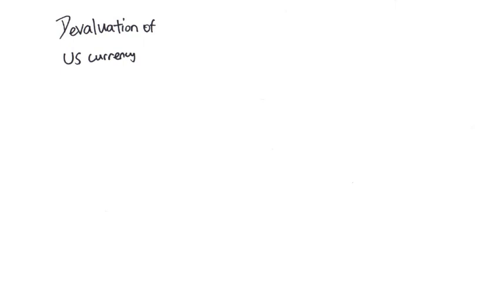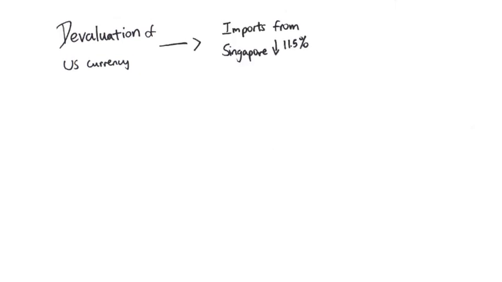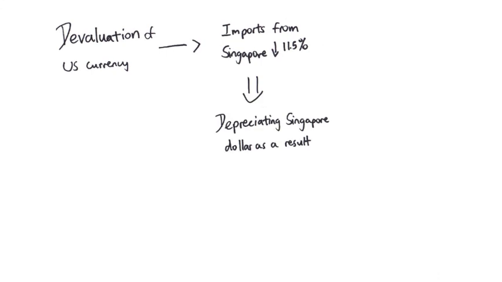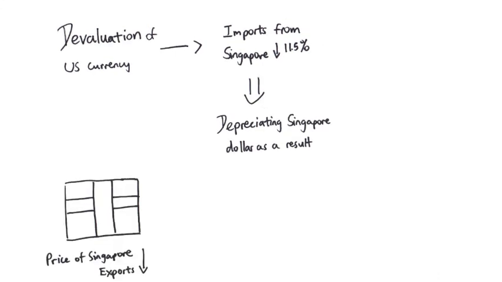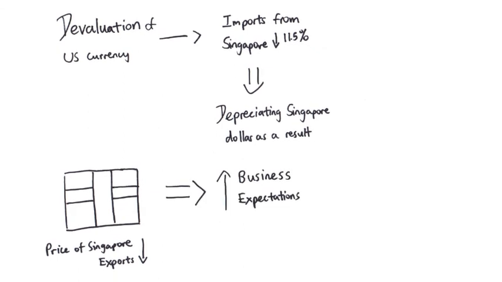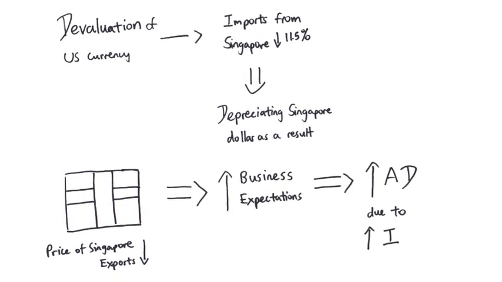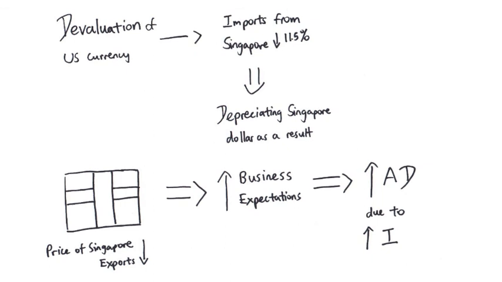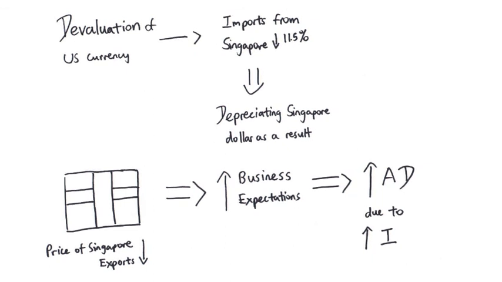Due to the devaluation of the US currency, imports from Singapore have fallen by 11.5%, depreciating the Singapore dollar. Singapore exports seem to be cheaper now, leading to a rise in business expectations. This would increase the aggregate demand, as investments will increase due to positive business expectations.